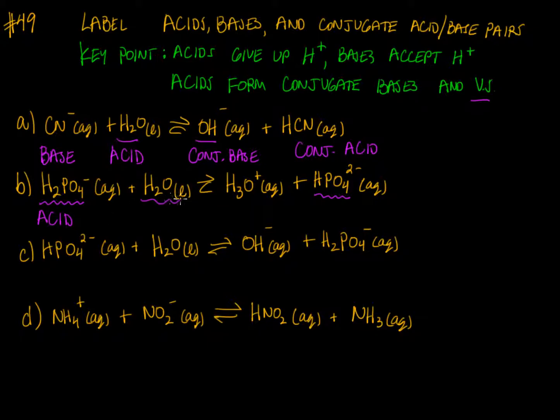Without thinking further, we know that acids react with bases, so water must be the base. All right, acids become conjugate bases. So this squiggly underlined monohydrogen phosphate ion must be the conjugate base. All right, bases become conjugate acids, so this guy here must be the conjugate acid.